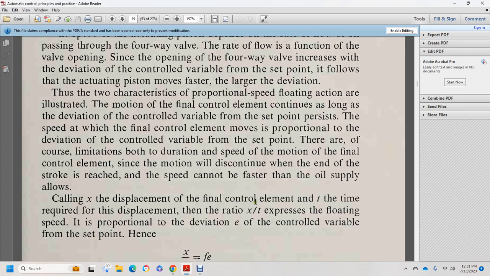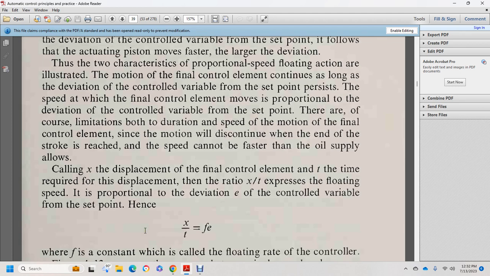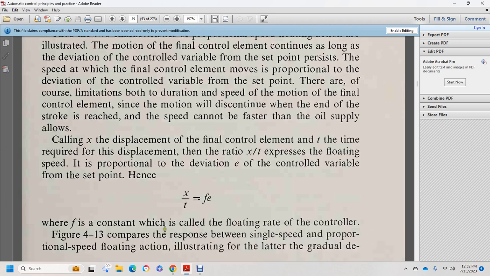Alright, I'm calling X the displacement of the final control element and T the time required for the displacement. The ratio X over T expresses the floating speed, which is proportional to the deviation E of the control variable from the set point. So the floating speed equals the deviation times F. F is the constant called the floating rate, which is floating in the deviation controlled at the set point, compared with the response of single speed's proportional speed.